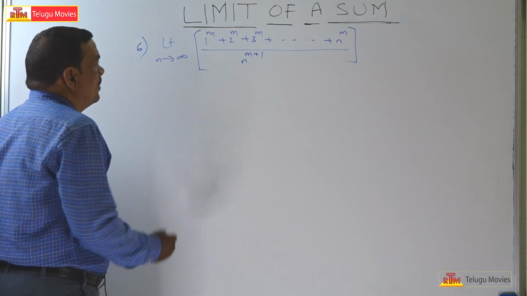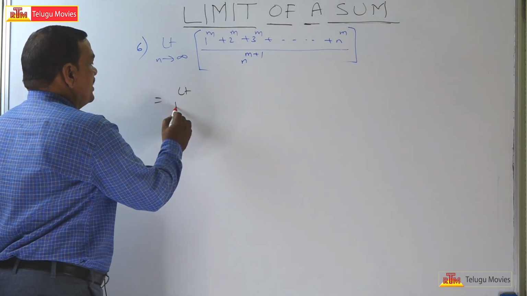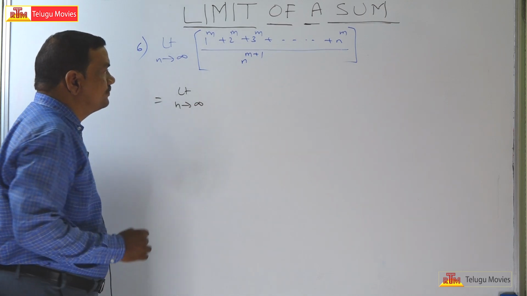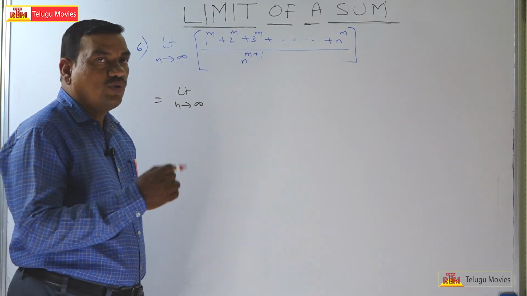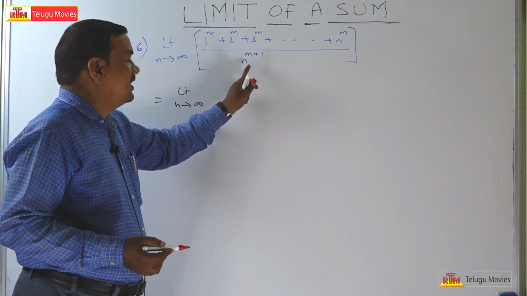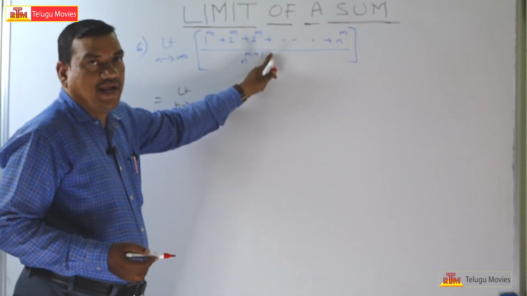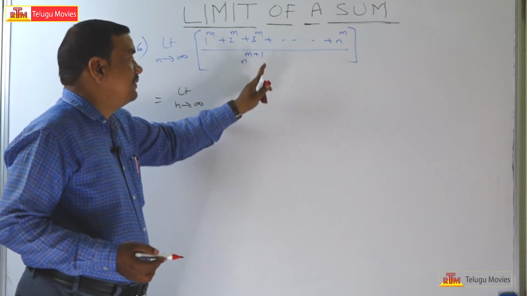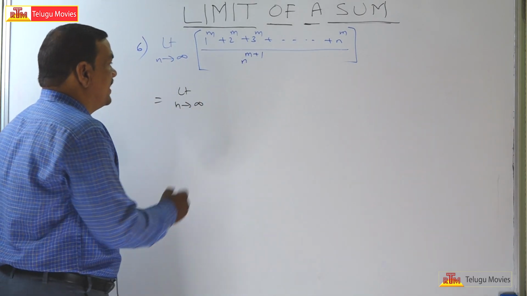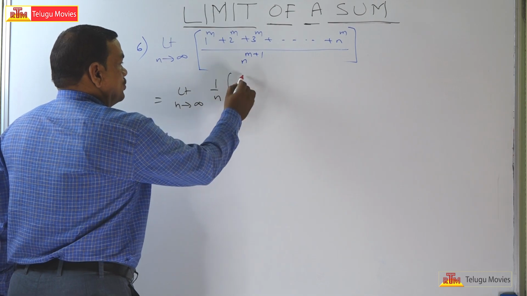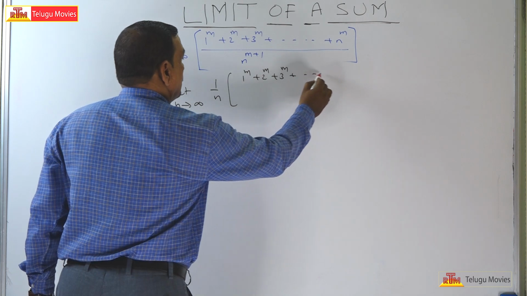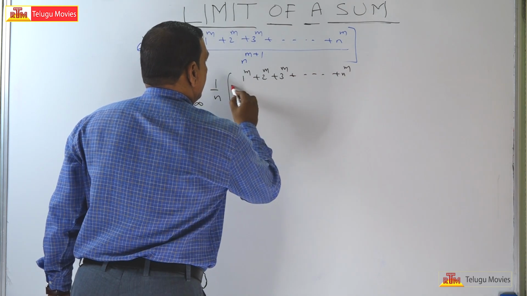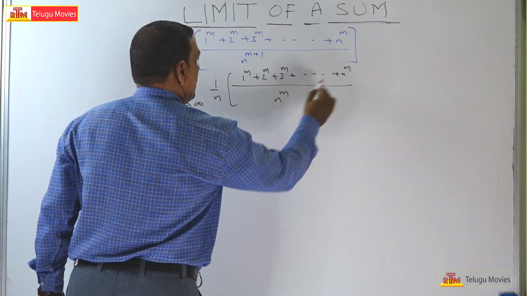Right. I will do it like this: limit n tends to infinity. Here n to the power of m plus 1 is there. That means a to the power of m plus n, that is for a power m into a power n. That means n power n. 1 by n you can take common outside. So this is 1, 2 power m, 3 power m, plus so on, n power m by n power m.